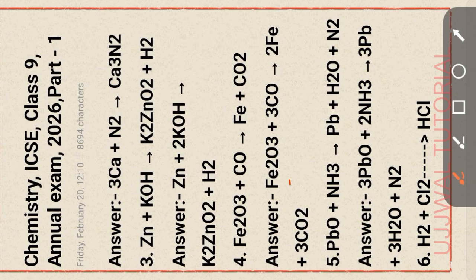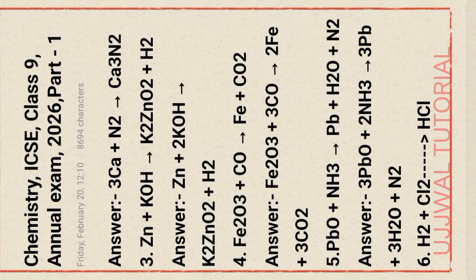Fe2O3 plus CO form Fe plus CO2. The balanced chemical equation is Fe2O3 plus 3CO form 2Fe plus 3CO2. Okay, next, PbO plus NH3 form Pb plus H2O plus N2. The balanced chemical equation is 3PbO plus 2NH3 form 3Pb plus 3H2O plus N2.